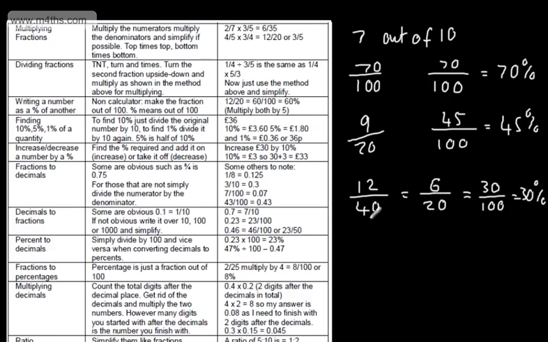You could have said, well, in fact, we'll divide this by 4. That would have given me 3 out of 10, which is the same as 30 out of 100, an equivalent fraction, which of course is 30%. So there we go, nice and straightforward.